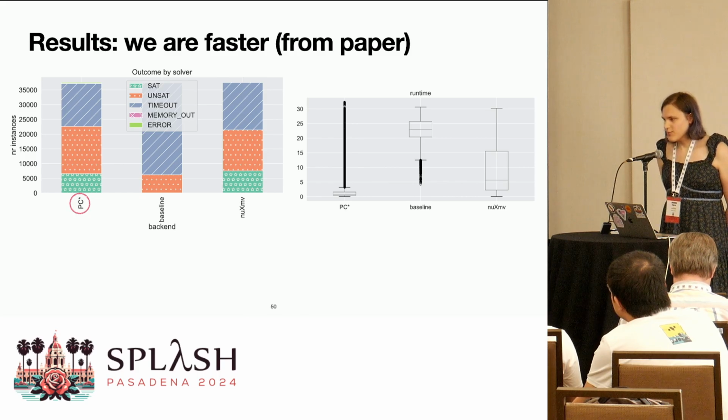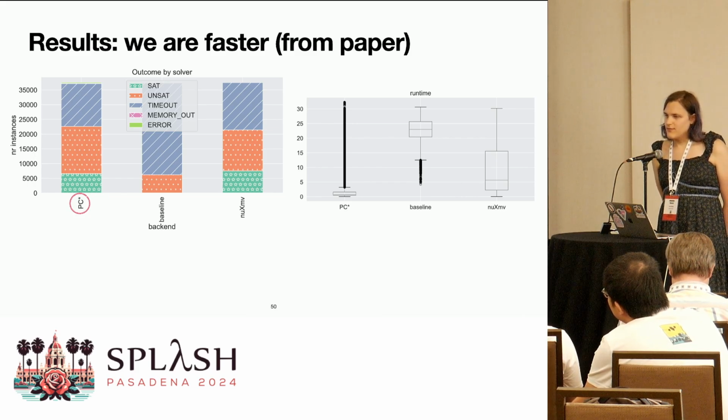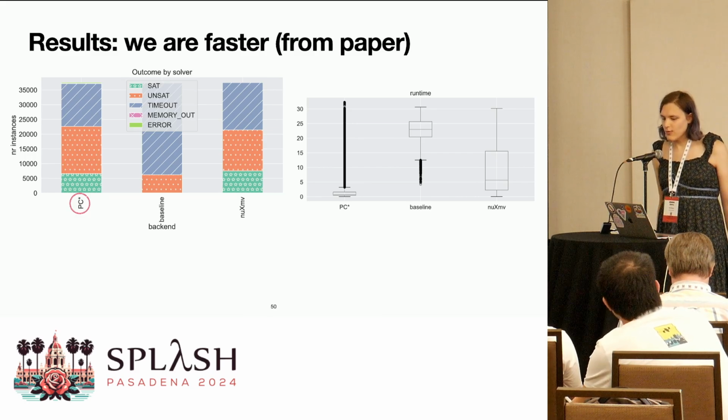But from the box plot to the right, you can also see that we generally come back with solutions faster, and that's very important because we are at a leaf in a rather complicated stack of various things calling each other.